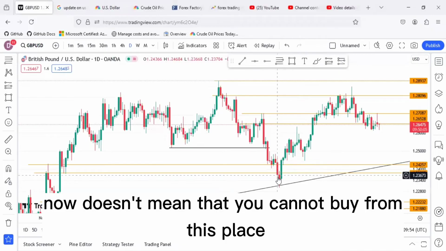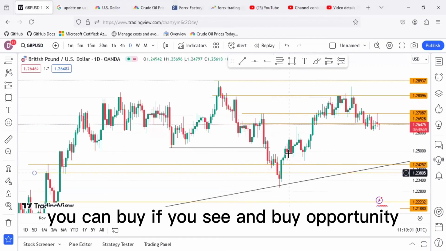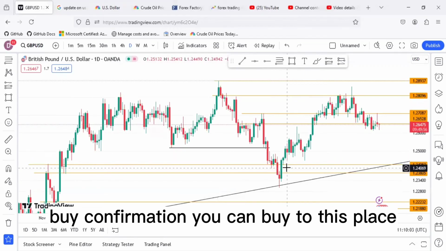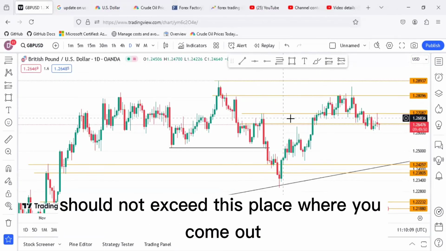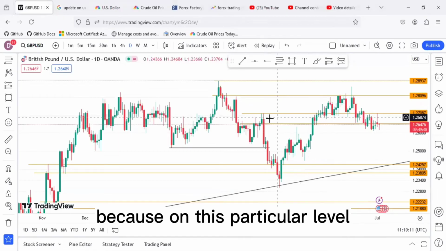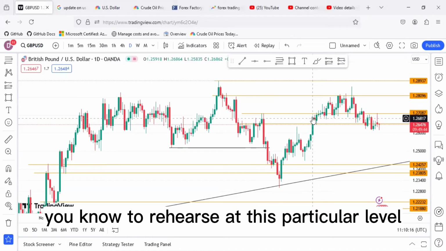Now, does it mean that you cannot buy from this place down to up to this supply? Yes, you can buy. If you see a buy opportunity, a buy confirmation, you can buy to this place. But your buy from here should not exceed this place. This is where you come out, because at this particular level, we expect price to react.